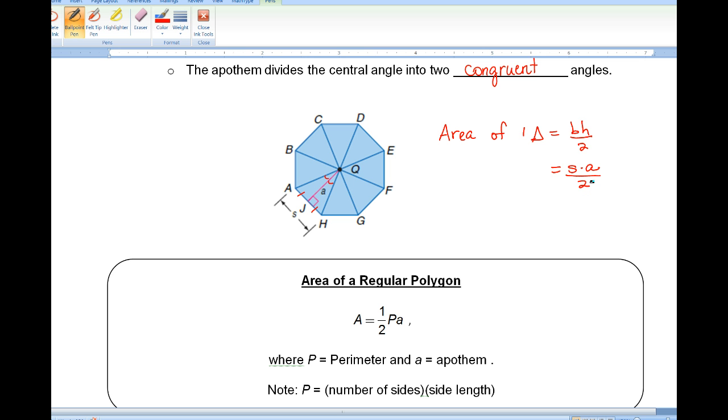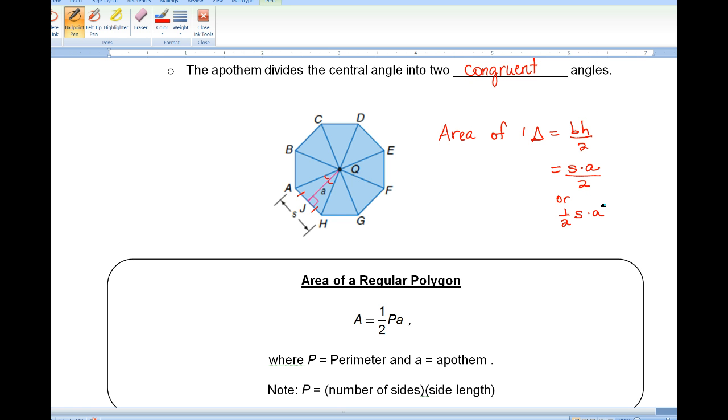1/2 base times height. Yeah, you could do 1/2 s times a. Now let's say that's just one triangle. So what would you do to find the entire figure? How many triangles do you have? 8. Okay, so times 8. So think about that. So here's our actual formula that we're going to use.